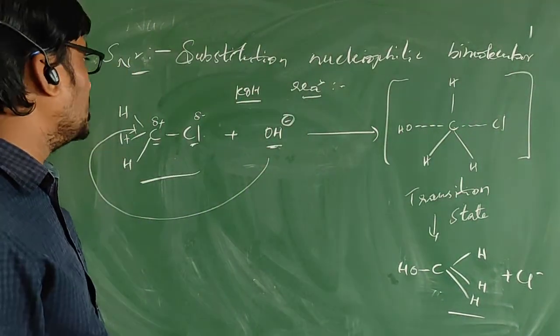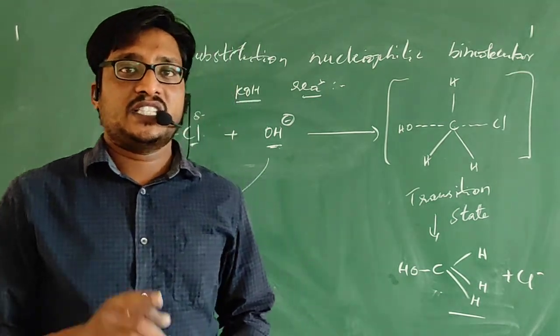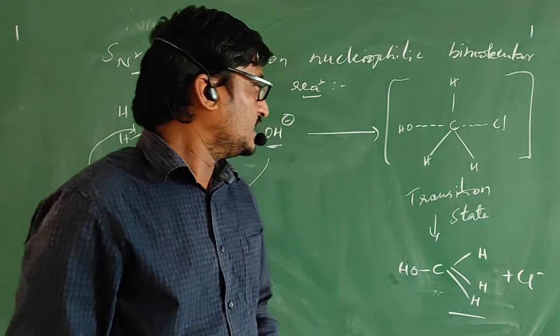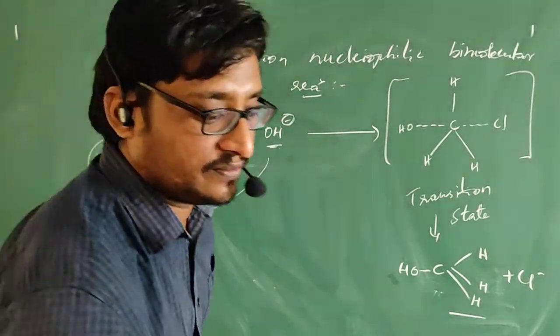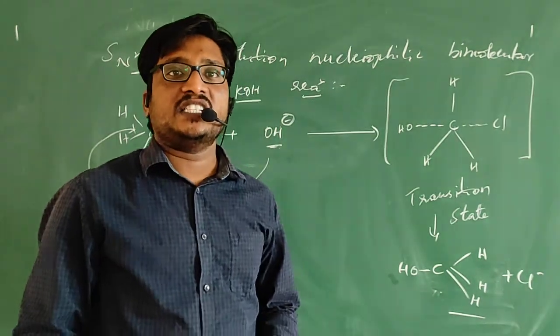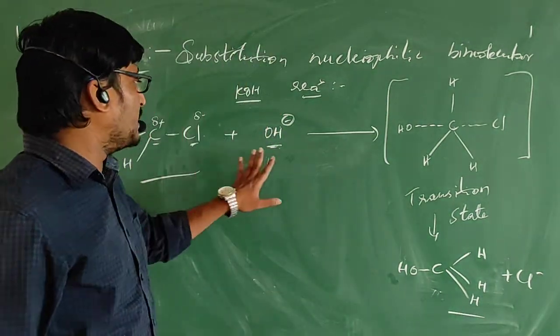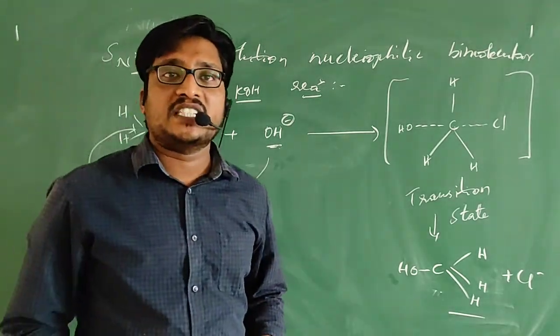And if you see this reaction, it takes place in a single step only. SN2 reaction takes place in a single step. The next thing is regarding the rate of this reaction. The rate of this reaction depends both on the concentration of reactant as well as the halogen compound. On both the things, the rate of reaction will depend.